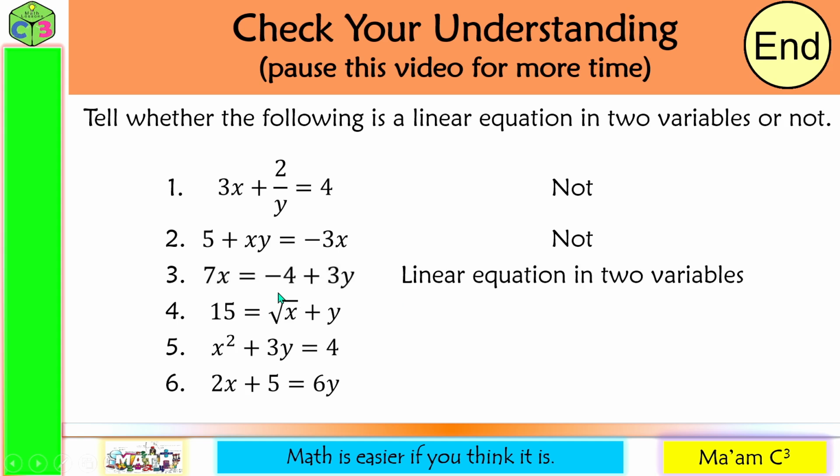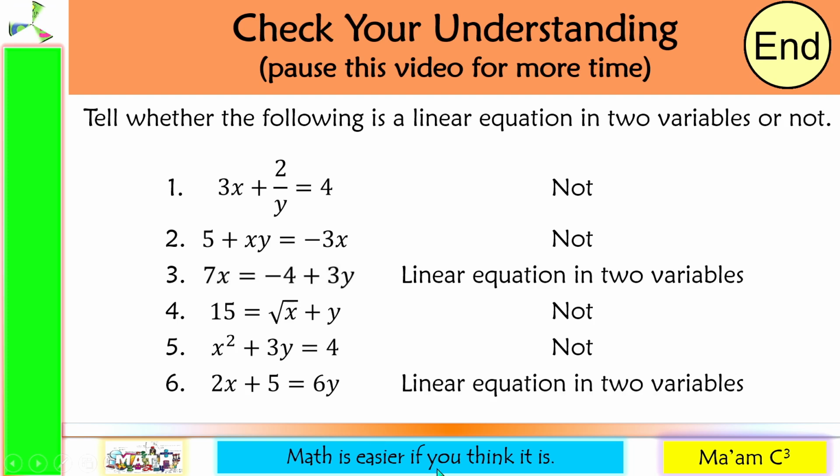Number 4, I have here a radical symbol and it contains a variable inside. So this is not a linear equation in two variables. Number 5, the exponent of the variable x is 2, not 1. So this is not. And last one, we have two variables here, and the exponents are both raised to the first power. No variables in the denominator, no radical symbol. So yes, this is a linear equation in two variables.